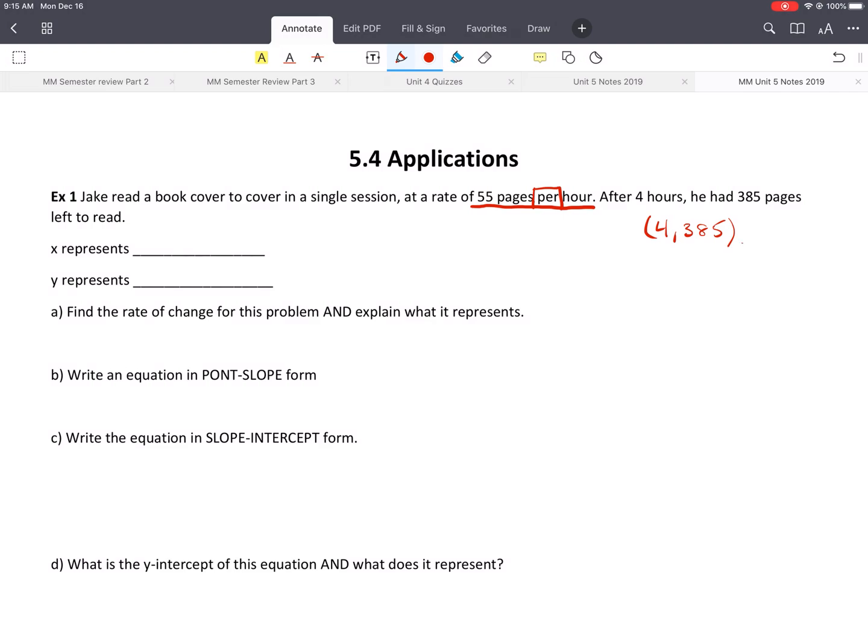Talking about units, if we had a graph, let's make a little graph, what would be our x unit and what would be our y unit? Okay, so remember, if we have time, hours, minutes, seconds, days, years, that's always going to be your x-axis, because time is always independent. You can't change time. So we'll do something like hours. And then y represents the pages. Okay, so we're talking about hours, we're talking about pages.